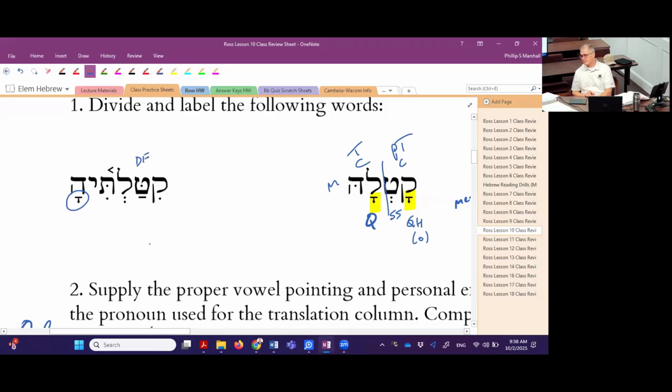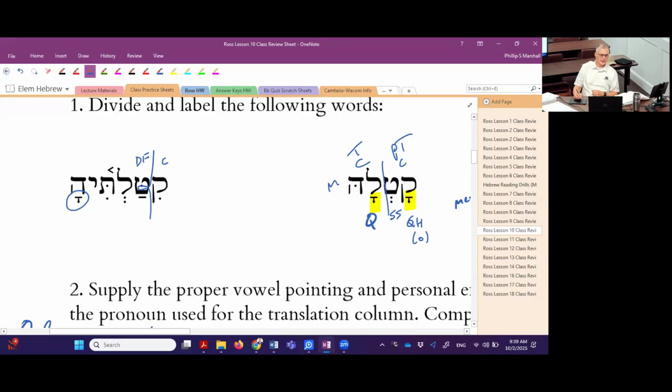Could it be a Mapik? No, Mapiks only go where? And Hay's got to be where? The end of the word. Yes. Okay, so there's only one possibility for this one. It's got to be Dagesh Forte. How would I divide this? Come down, grab the dot, keep going down. And what kind of syllable does the Dagesh Forte always create? To the right, a closed one. Dagesh Forte always closes a syllable, and then we open a syllable with the second of the double consonant. All right, good.